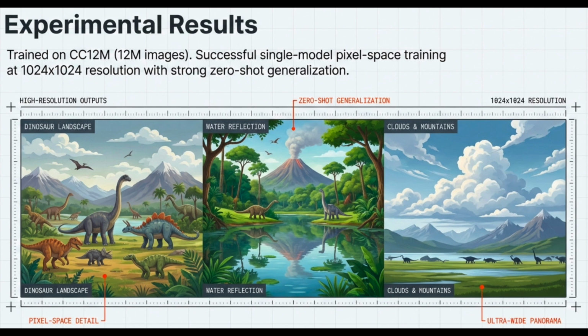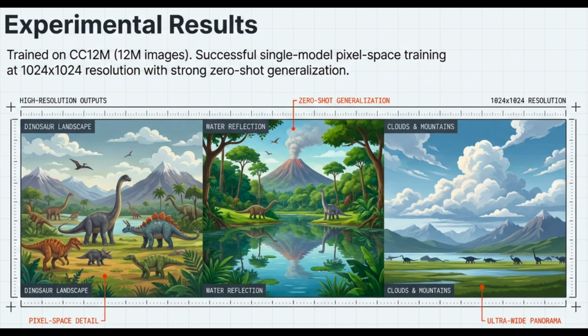Wait, hold on. Simultaneously? Yeah. But doesn't that require a supercomputer? You'd think so, but the real efficiency comes from how they train it. Okay. They use something called progressive training. Which means starting small. Exactly.